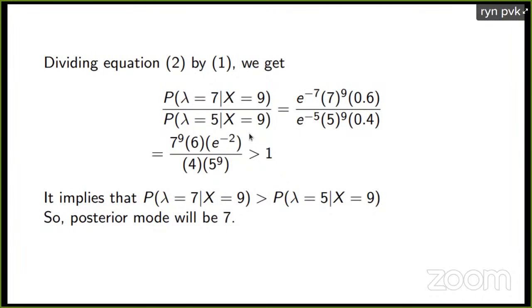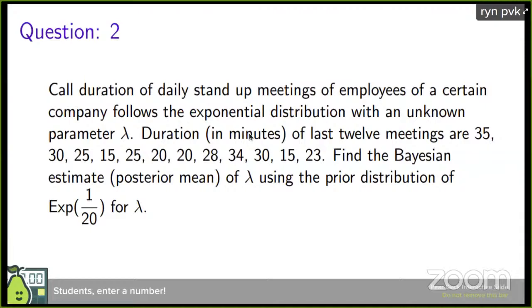Okay, this is the second question. The call duration of daily stand-up meetings of employees of a certain company follows the exponential distribution with an unknown parameter lambda. The durations of the last 12 meetings are 35, 30, 25, 15, 25, 20, 20, 28, 34, 30, 15, and 23. Find the Bayesian estimate or posterior mean of lambda using the prior distribution of exponential 1 by 20 for lambda.